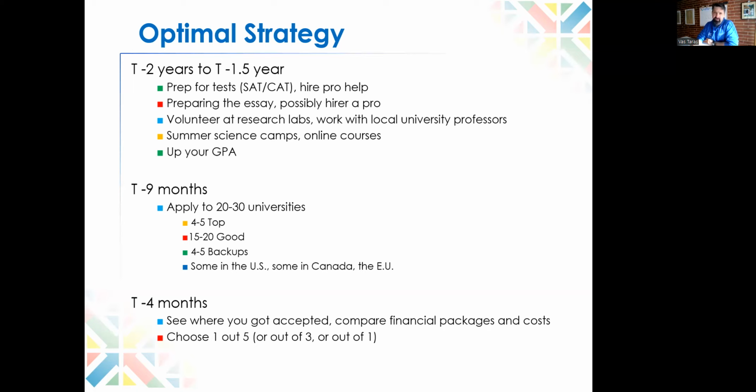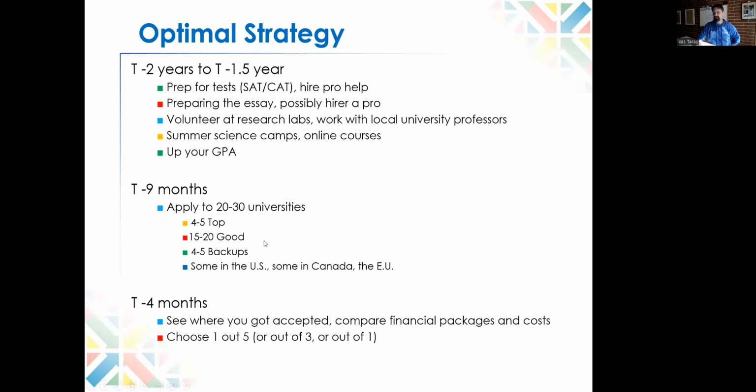In the ideal scenario, you want to start 2 years in advance, and get some books or online tutorials for preparing for the SAT or ACT. You want to drill to get the best possible help, maybe even enroll in online or face-to-face prep courses to get those scores up. You want to focus on your GPA in school, so that your GPA is great by the time you apply. You want to volunteer at research labs, work with local professors, attend summer camps, take online courses. Whatever extracurricular things you can do, you have time. Even if you haven't done anything yet, if you have a year or two, you can start doing those things now, so you have it on your resume. So start working on that stuff now.